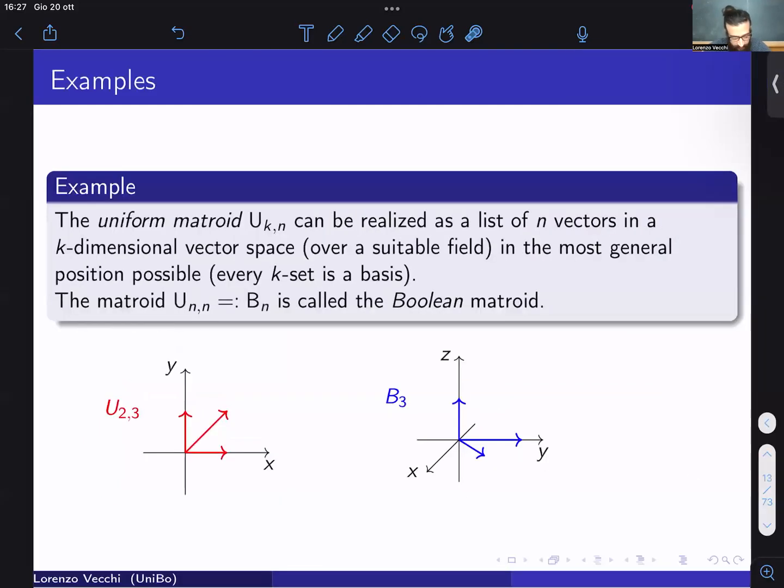And then a second example is a particular case of uniform matroids where K and n coincide, and we call this particular uniform matroid a Boolean matroid. So now we want an n-dimensional vector space, and we want n vectors that form a basis of this vector space. So for example, B_3 is given by any set of 3 vectors in a vector space that form a basis of the vector space.